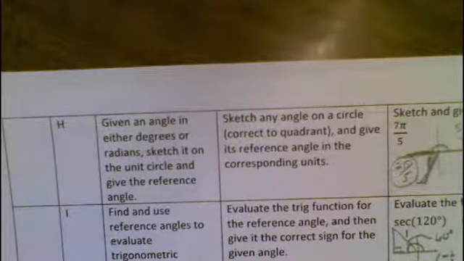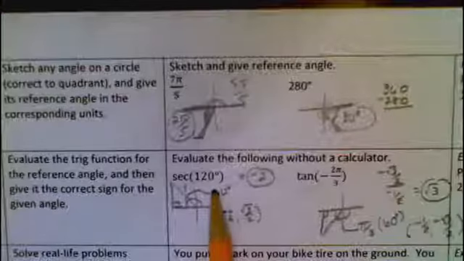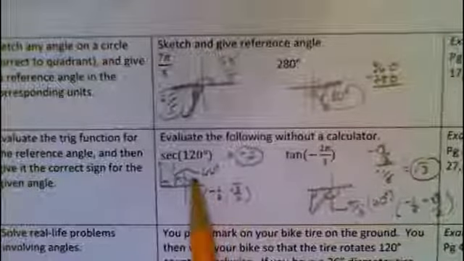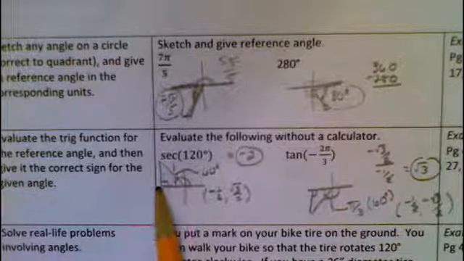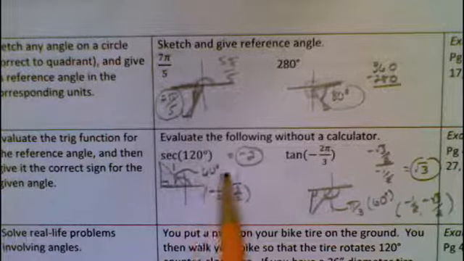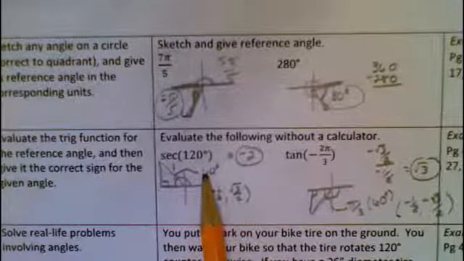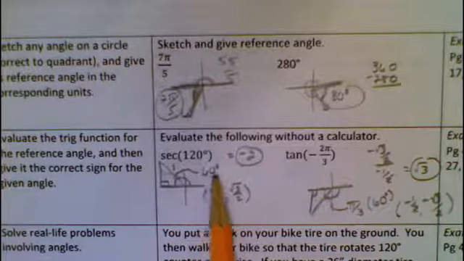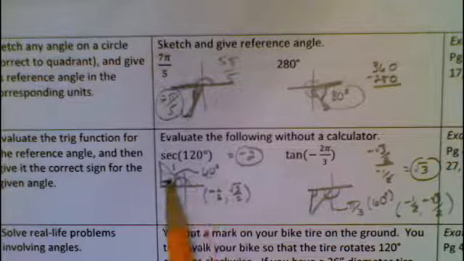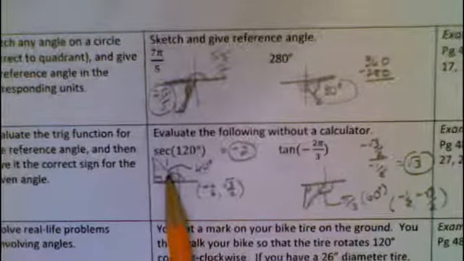All right. It says to find and use reference angles to evaluate trig functions. So here's where after you draw the picture of 120 degrees, you need to find the reference angle. Reference angle will be something now that you know. It's 30, 60, or 45. So it's 60 degrees. So now I know that I have a 30-60 triangle.